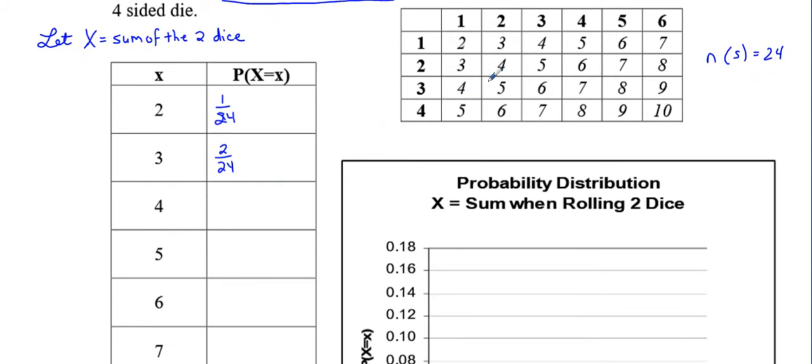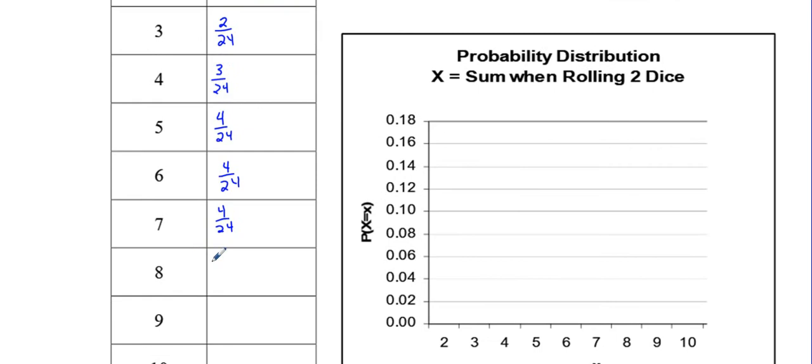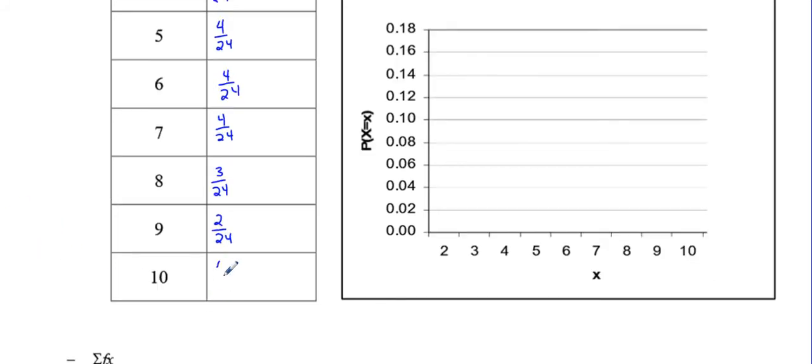The probability of rolling a 4 is 3 out of 24. The probability of rolling a 5 is 1, 2, 3, 4 out of 24. The probability of rolling a 6 is also 4 out of 24. 7 is also 4 out of 24. Probability of rolling an 8, there's 3 of them. For a 9, there's 2 of them. And for a 10, there is 1 of them.